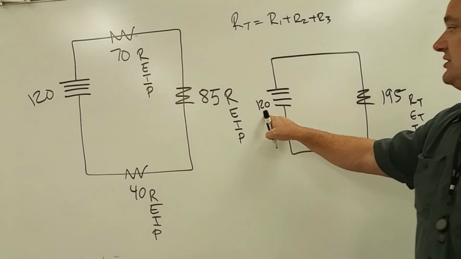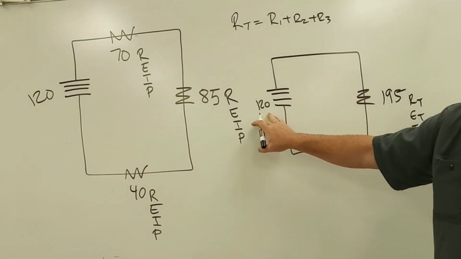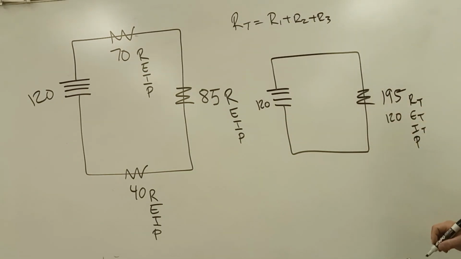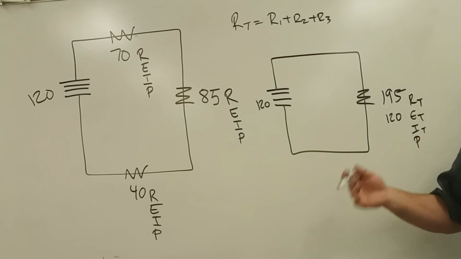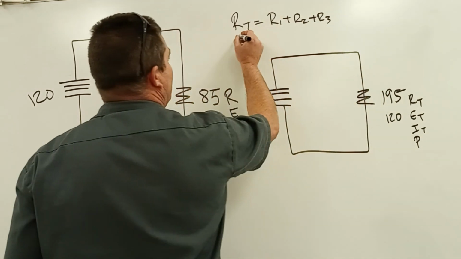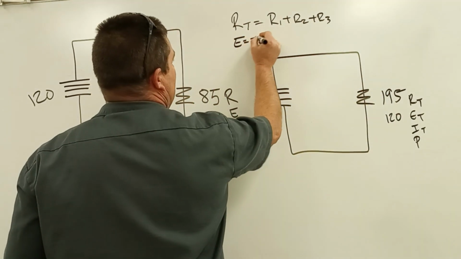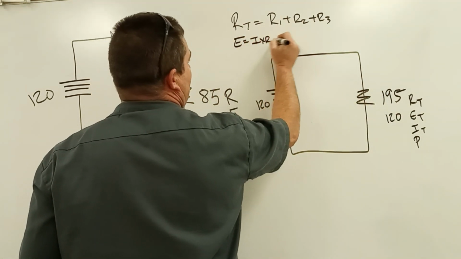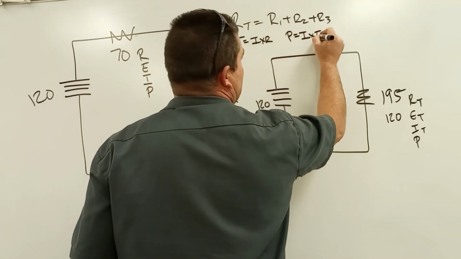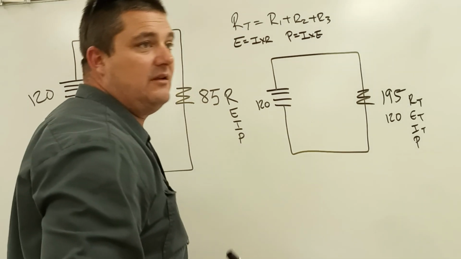The voltage, we simplified it. The voltage is the same, it didn't change, so I have 120 volts. Now to find the current, you have to go back to using Ohm's law. I'm going to keep all the formulas right here. E equals I times R is Ohm's law. P equals I times E is Watt's law.